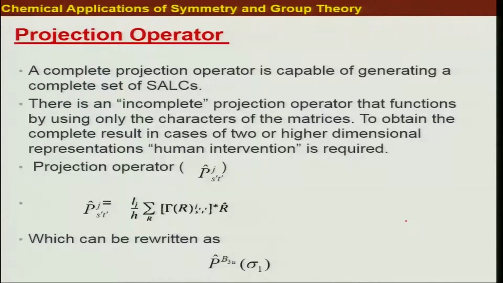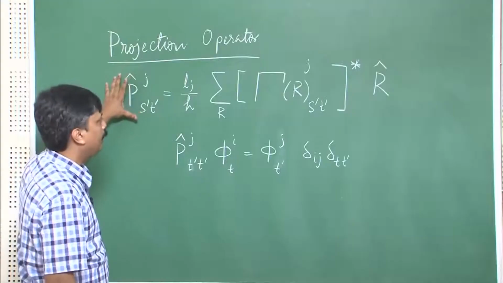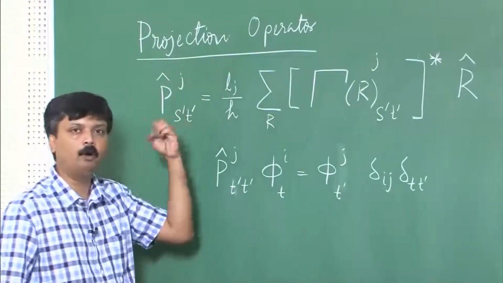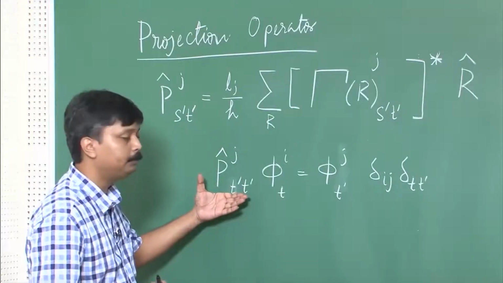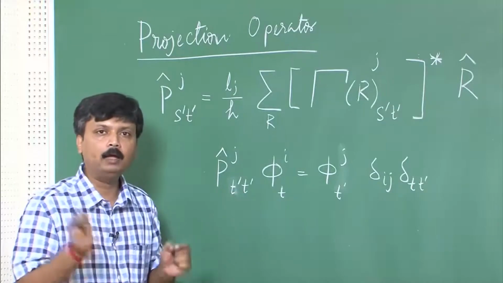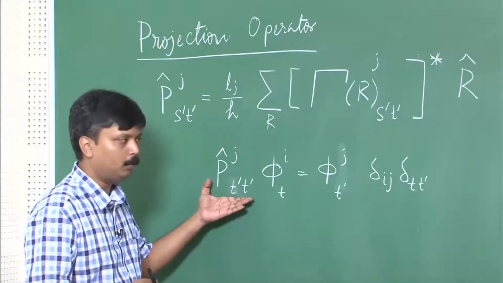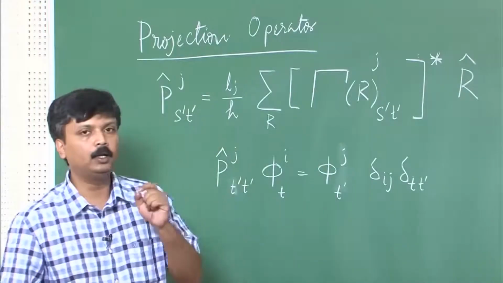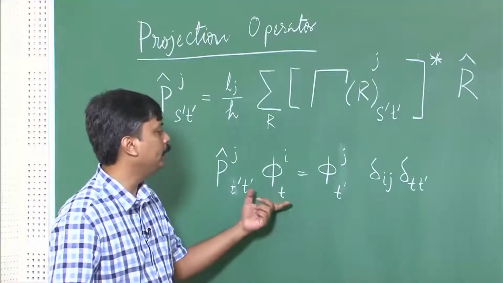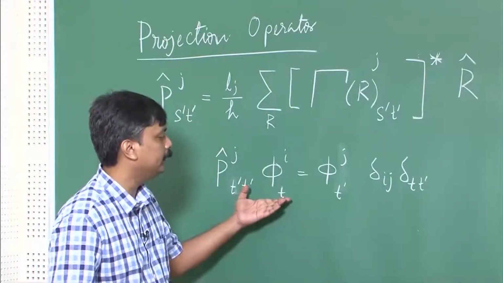We stated in the last class that a complete projection operator is capable of generating a complete set of SALCs. So we formed this projection operator, and we derived it essentially, and this is the form of that projection operator that we formed using the general principle. From there we also said that this is a special case when one talks about the purely diagonal elements of the matrices of a representation, and thereby this particular special case of the projection operator will find out whether this phi t prime belonging to a particular jth irreducible representation occurs within the orthonormal set, say phi i's, one of which is here as phi t.